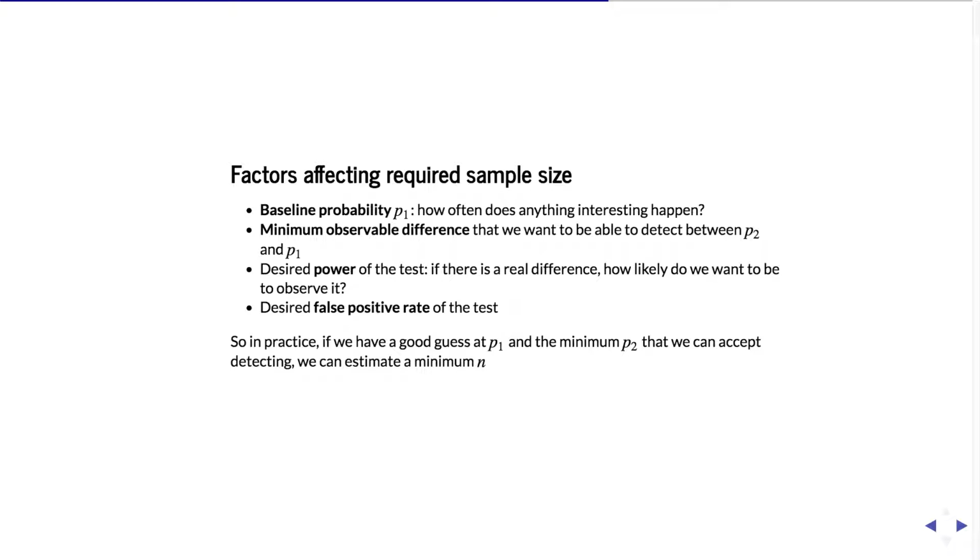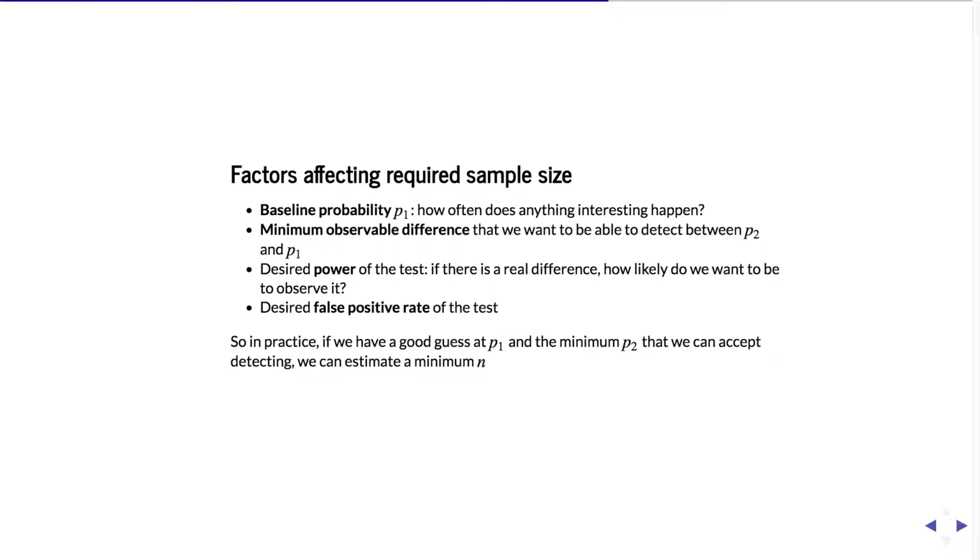And then there's going to be some difference between P2 and P1. You can think of this as the minimum observable difference. If they're very close, then it's going to be very hard to measure them. And as they get further apart, it'll be easier. So there's going to be some point where we say, this is the minimum difference that I'm willing to observe. Anything smaller than that, I might not see. But I want to see at least this difference.